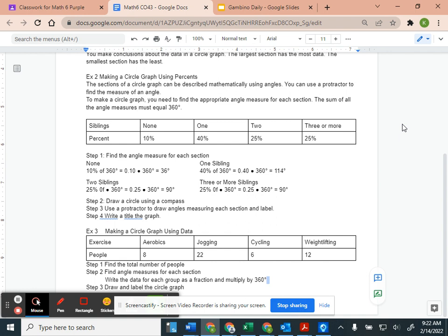So, if we were going to be very precise, what tool would we use to make our circle graph? What do we call that, Brielle? That is not a protractor. That is what we need to use. What do we call it?